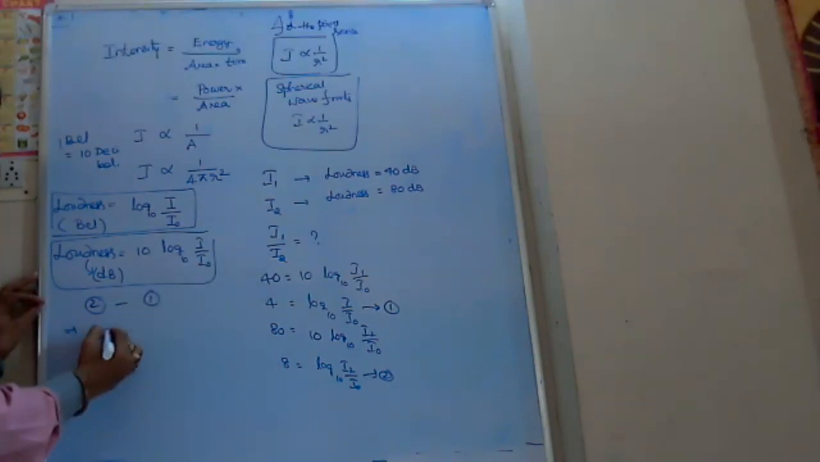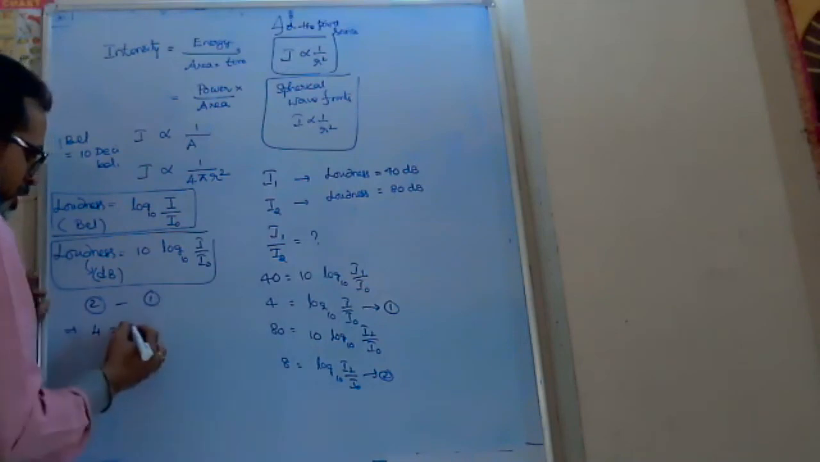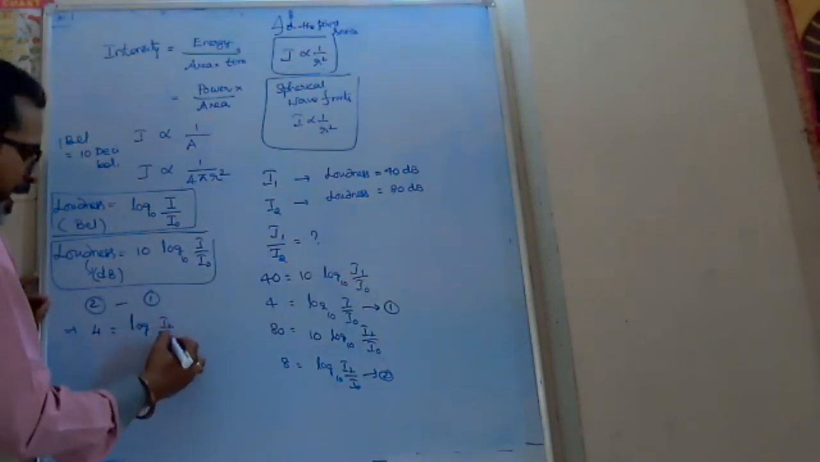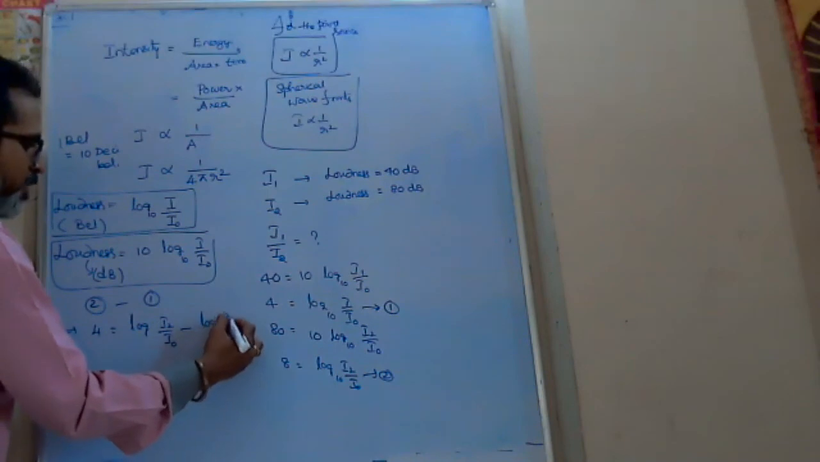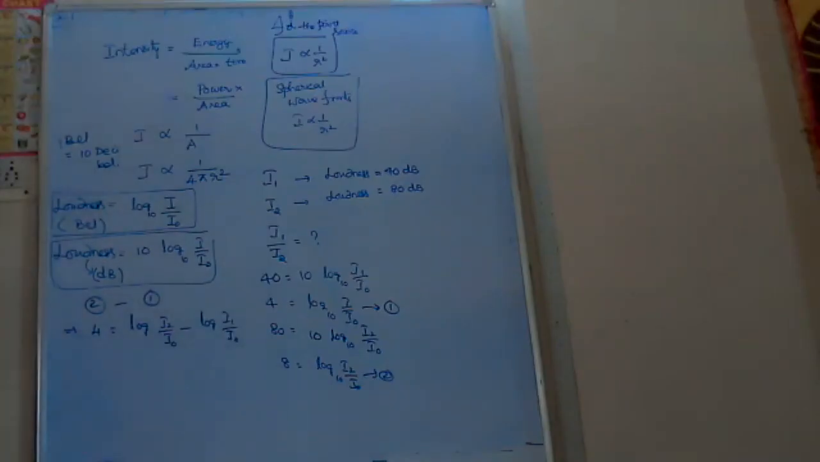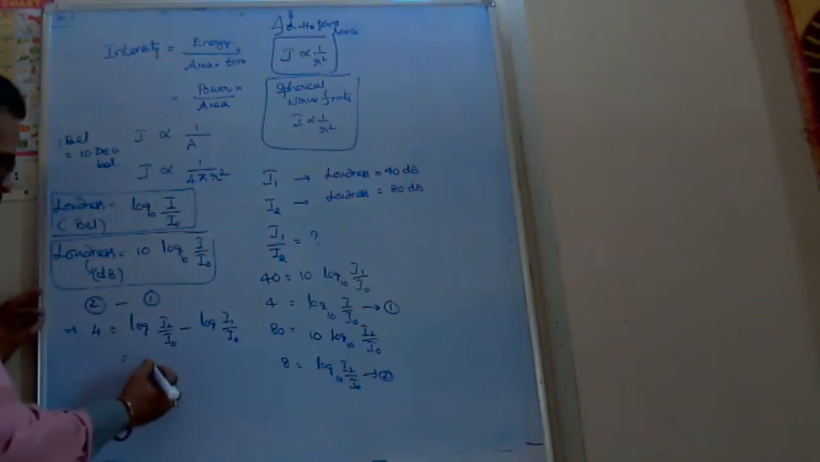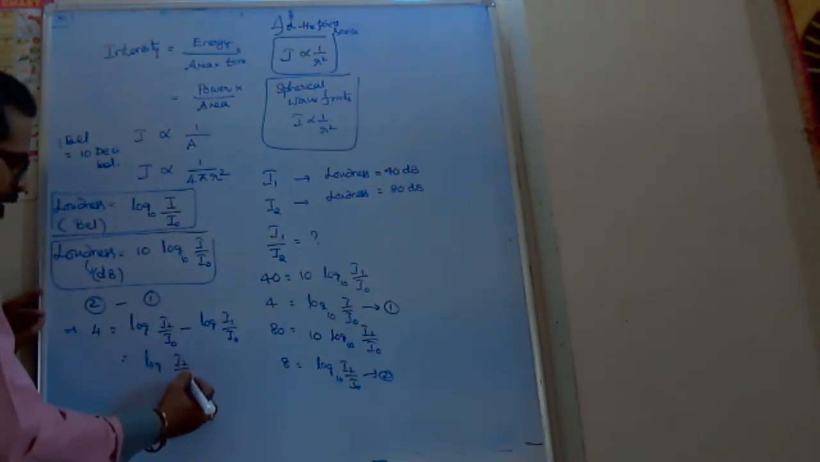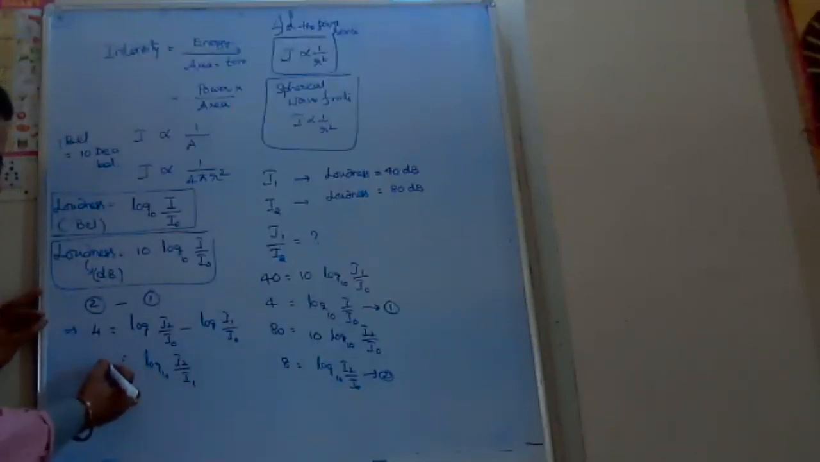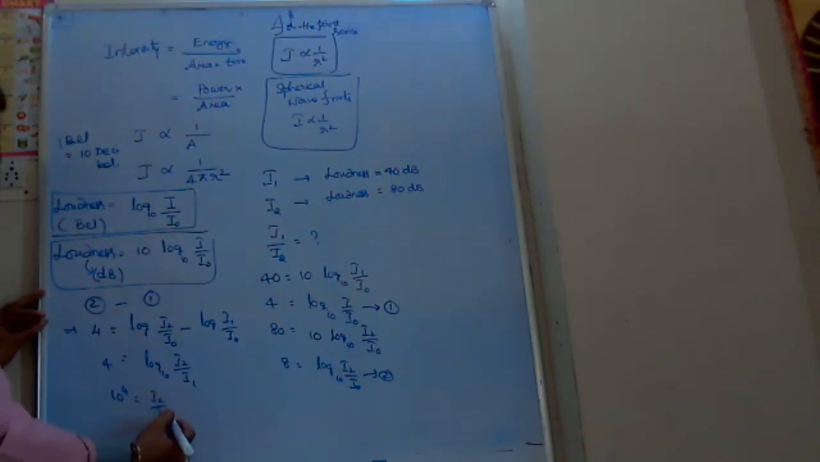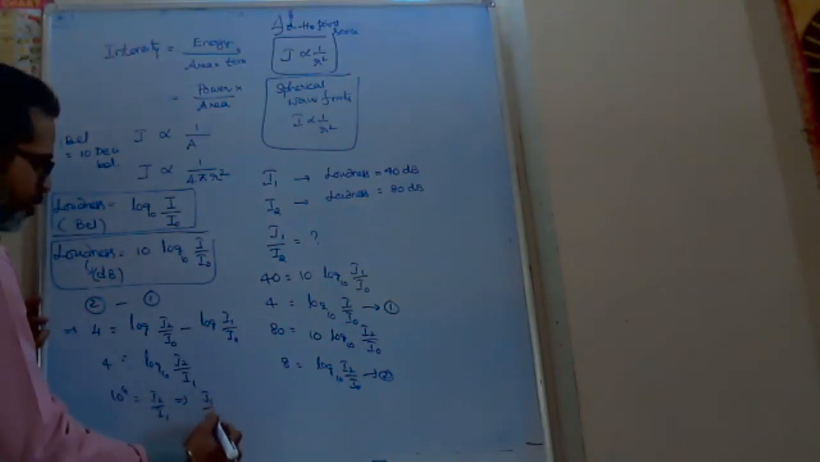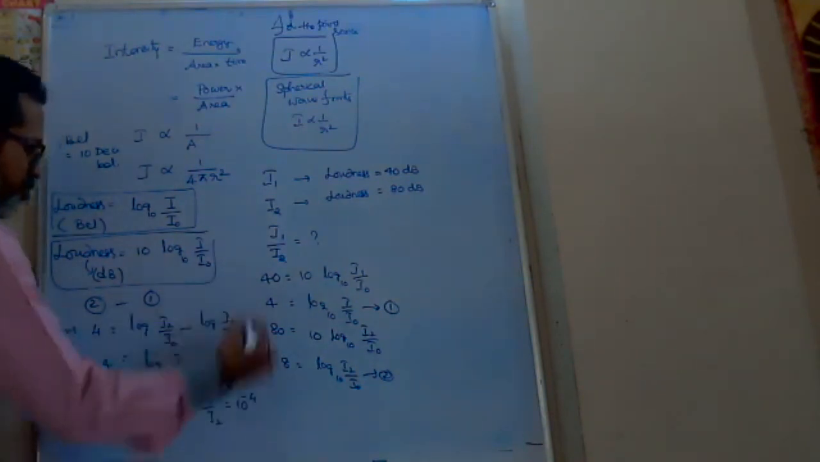That is 4 is equal to, on the other side, log I2 by I0 minus log I1 by I0. Log A minus log B equals log A by B. Then I0 gets cancelled, and after writing A by B, log of I2 by I1. The base is 10. Therefore 10 power 4 is equal to I2 by I1, so I1 by I2 is equal to 10 power minus 4.